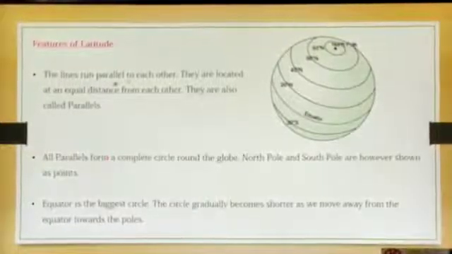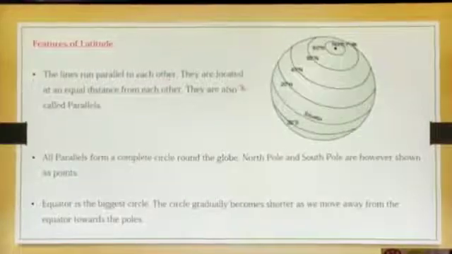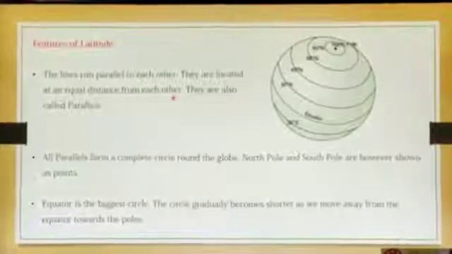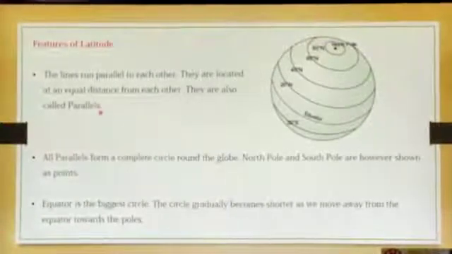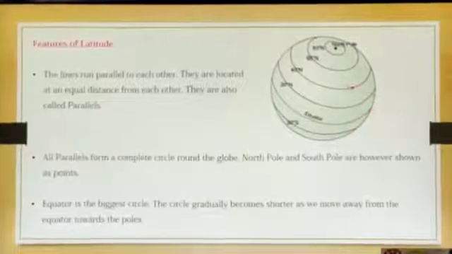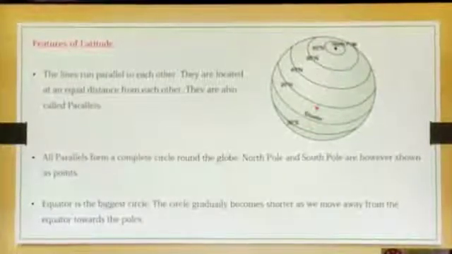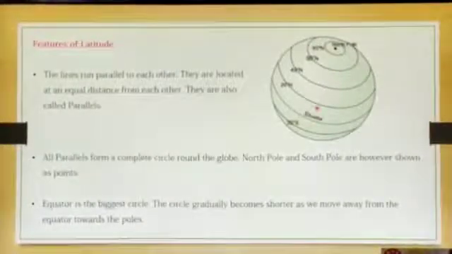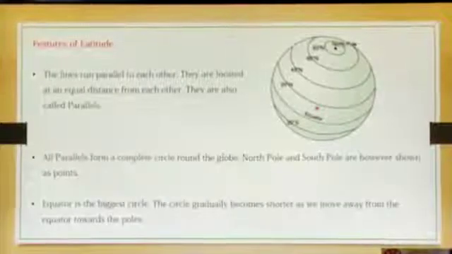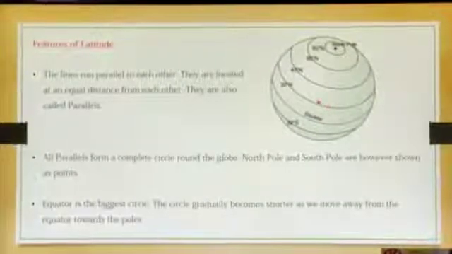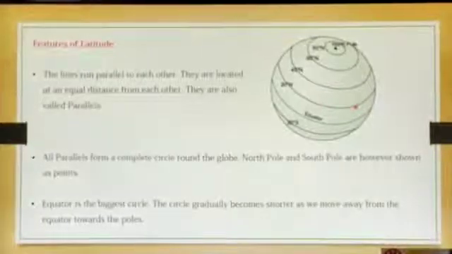The lines run parallel to each other. They are located at an equal distance from each other. They are also called parallels. Now just because these lines are circular, they never meet each other. They keep on moving in the upward direction or the downward direction, and the length gets shorter and shorter till we reach the North Pole or the South Pole.